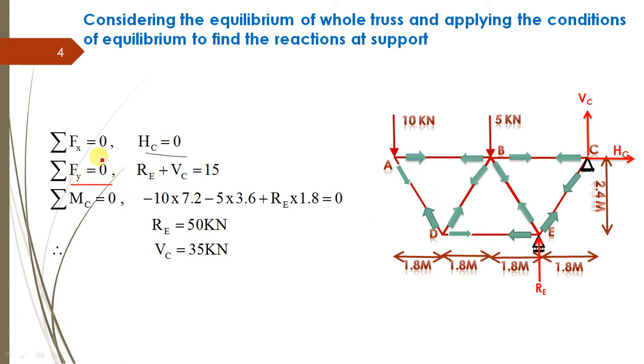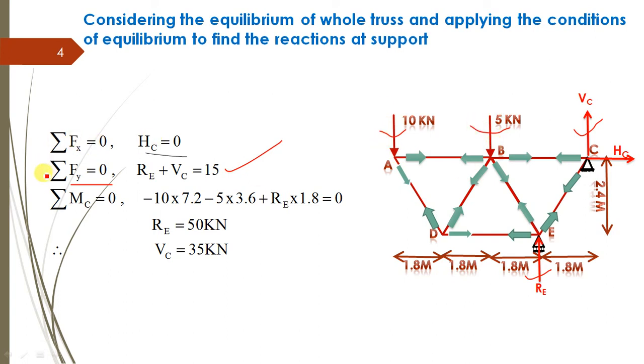So what does this indicate? Summation of all forces in y direction. What are the forces in y direction? This is RE, then this is 10, this is 5, and this is VC. So these four forces are in y direction. What is the condition then? RE plus VC minus 15 is equal to 0. Minus because the arrows are going in a downward direction.